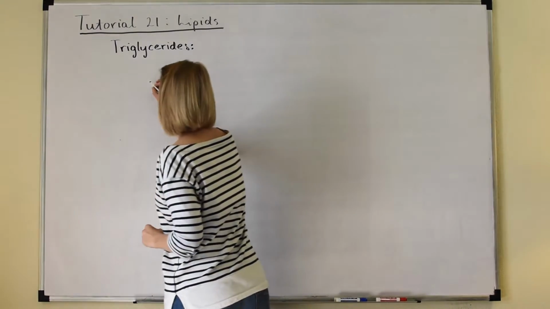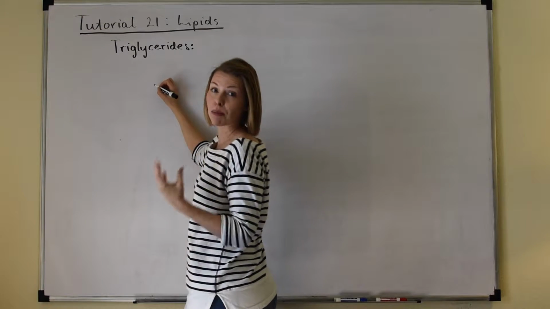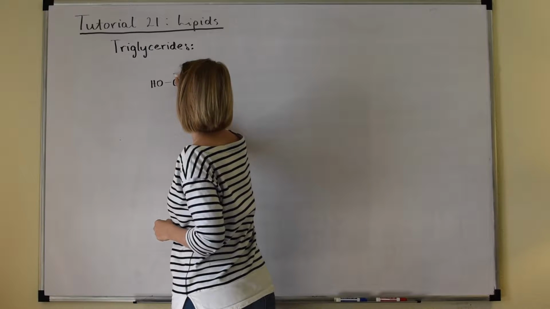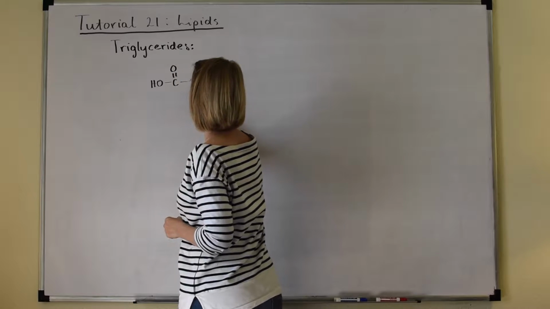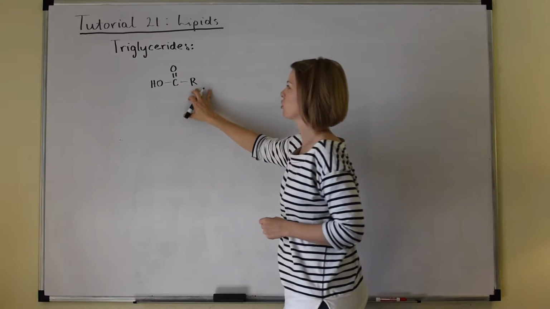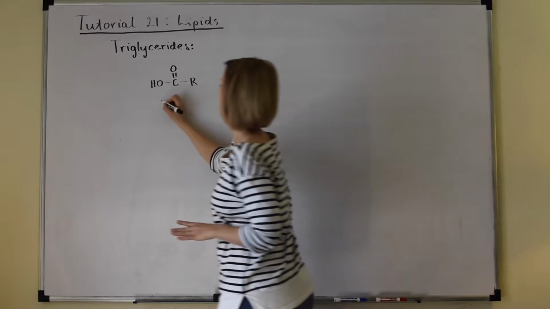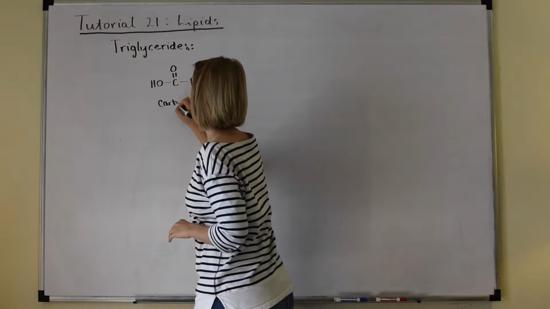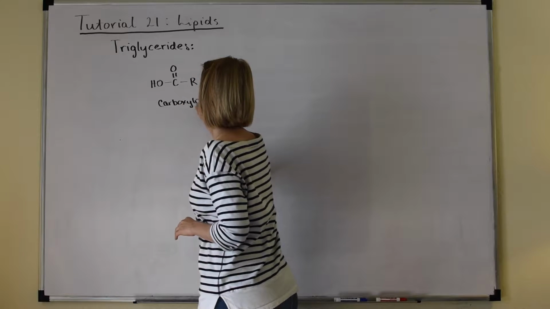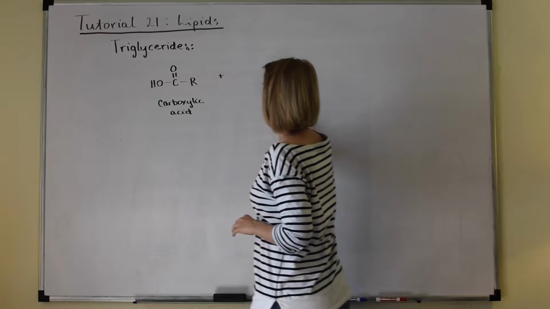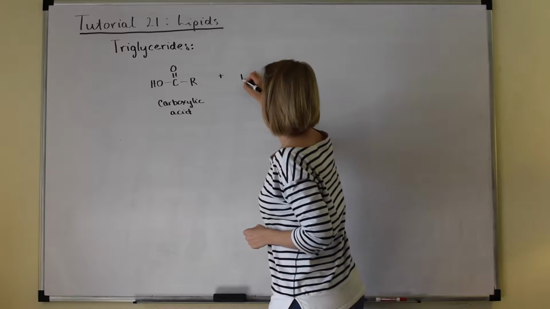Okay, so we just said a carboxylic acid. So let's draw a generic carboxylic acid structure up here. I'll just write R for the rest of the molecule. It doesn't matter what it is. And I'll label that carboxylic acid. And it's going to react with an alcohol functional group.